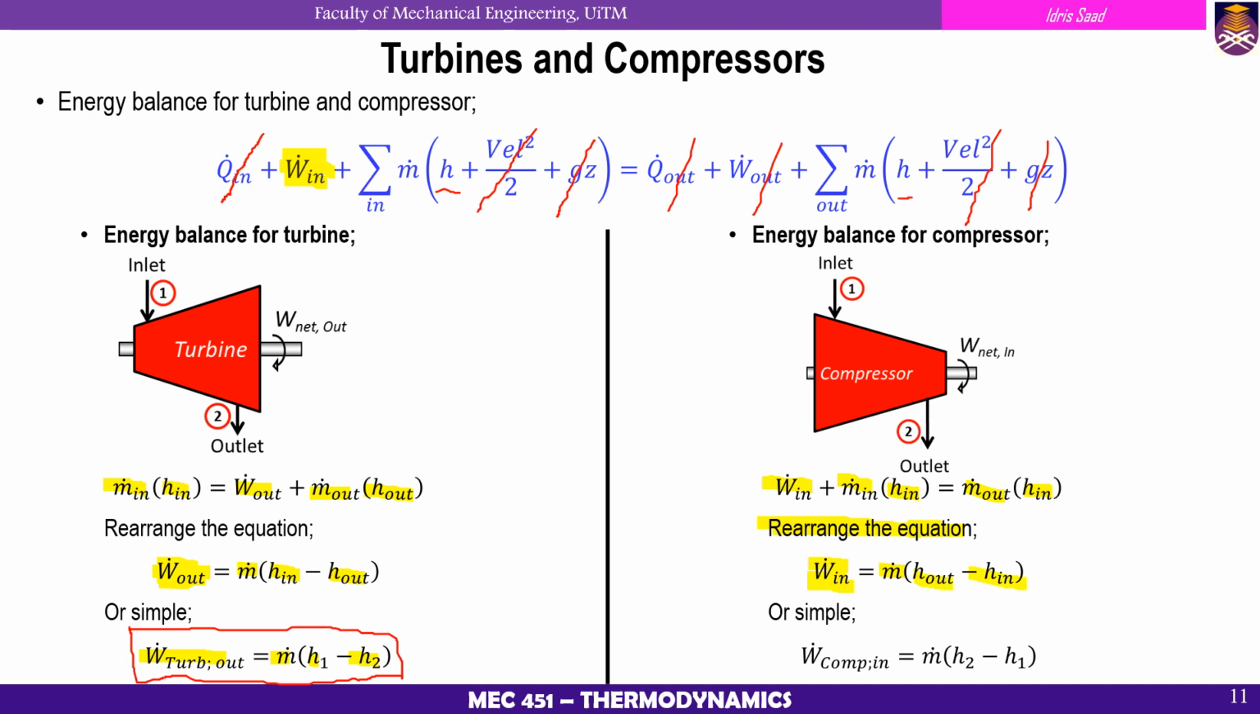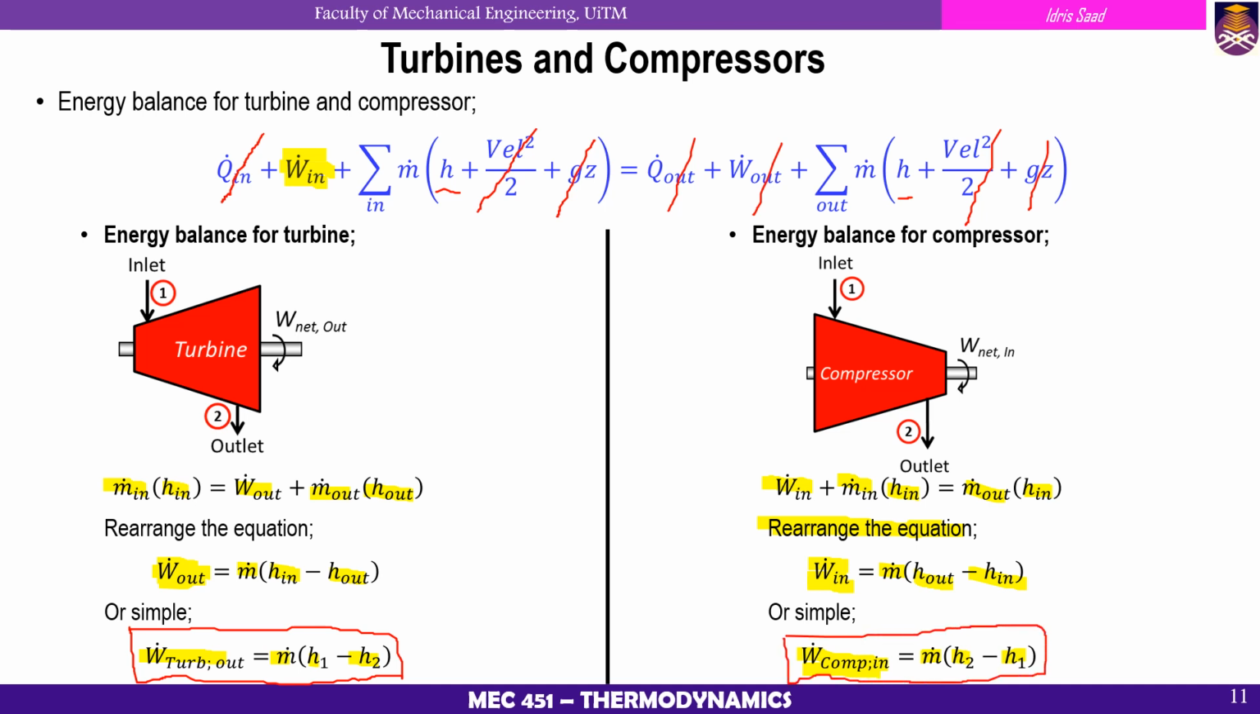So if we say that state number 1 is for the input and state number 2 is for the output, we can write that the power of the compressor is equal to the mass flow rate of the fluid times H2 minus H1. So basically, this is the equation related to the compressor.